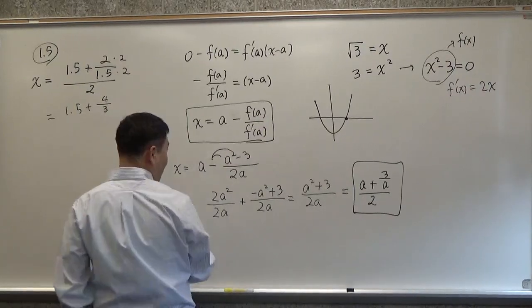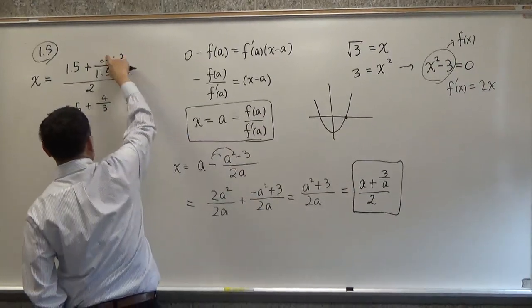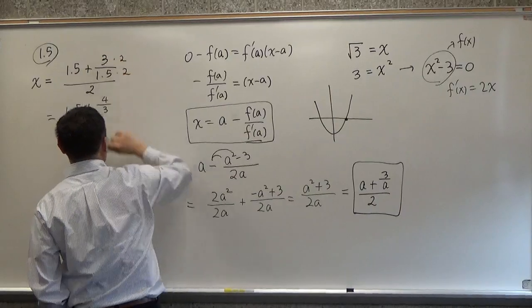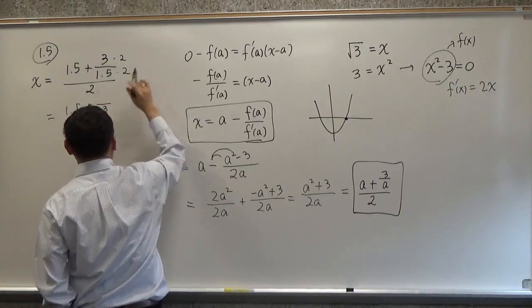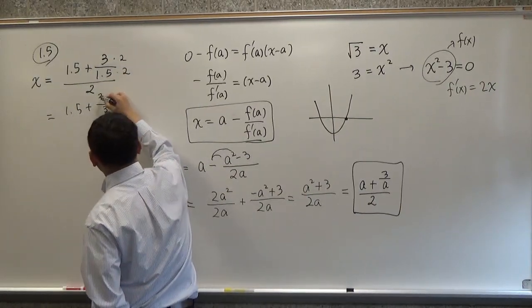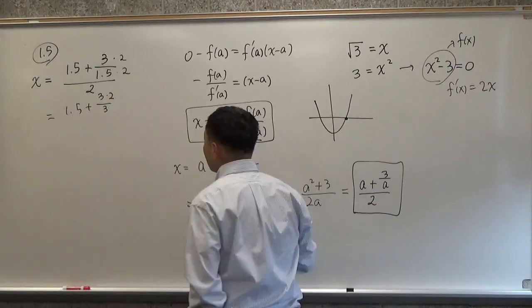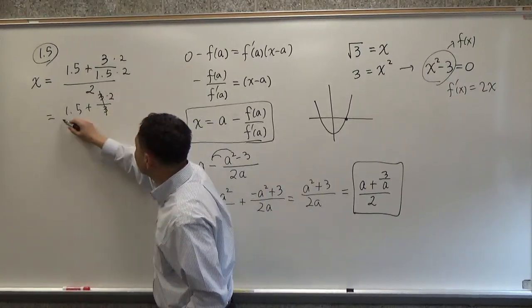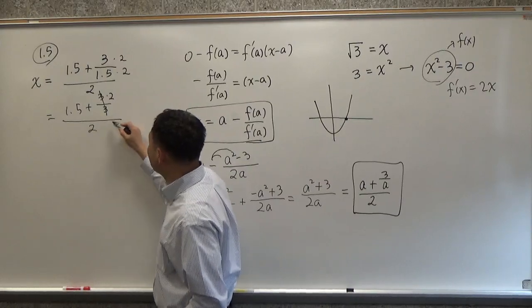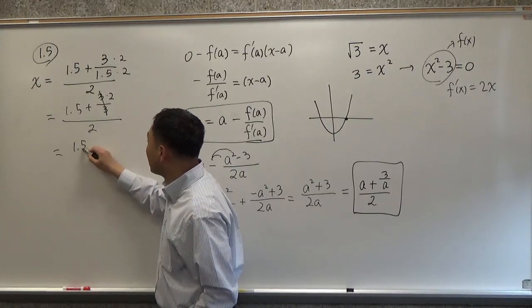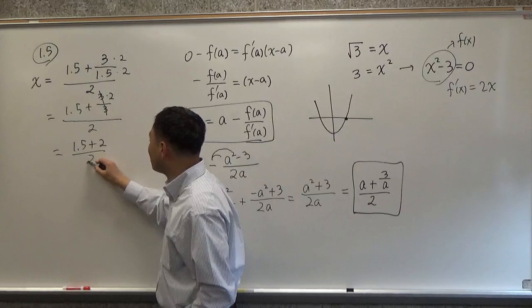Oh, sorry. That's 3, right? Sorry. So it's going to be 3 times 2, and then the 3 and 3 cancel. So you get 1.5 plus 2, divided by 2.